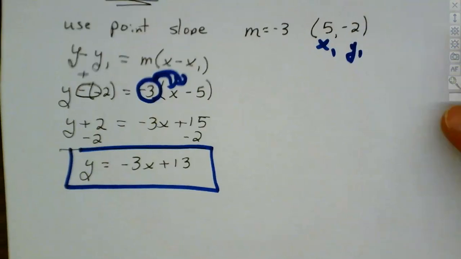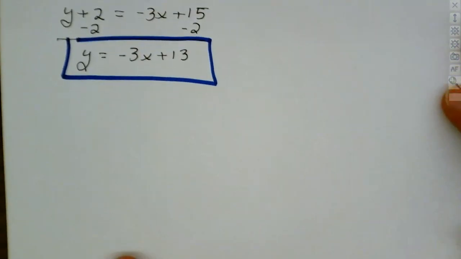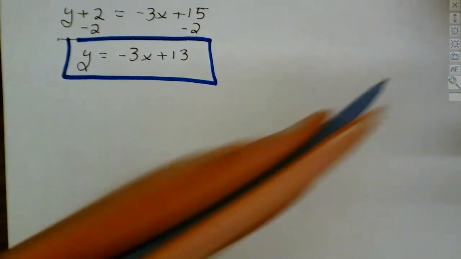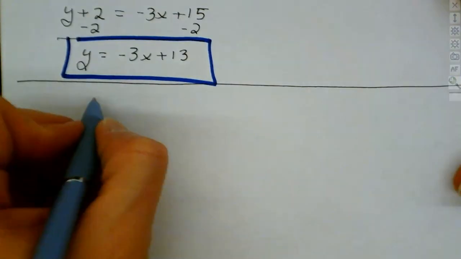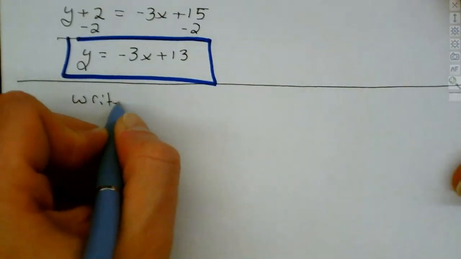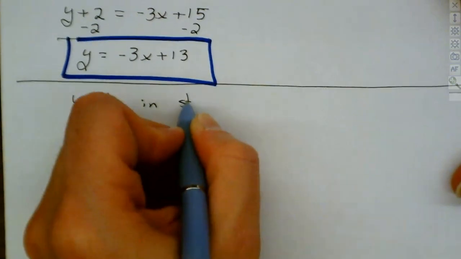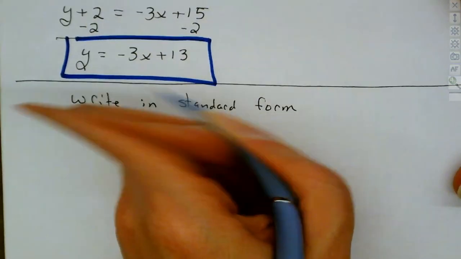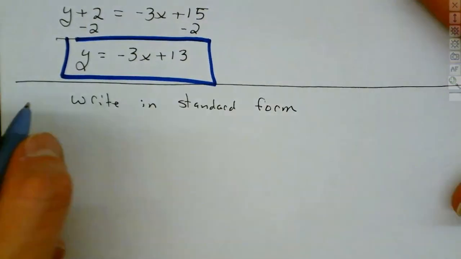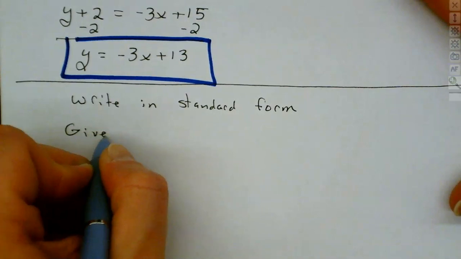Let's do one more. We'll look at some special cases. And then if we have time, we'll look at the applications. If we don't, then I'll leave them for you to do. So let's do one more. And let's write this one in standard form. And let's say you're given an ordered pair.